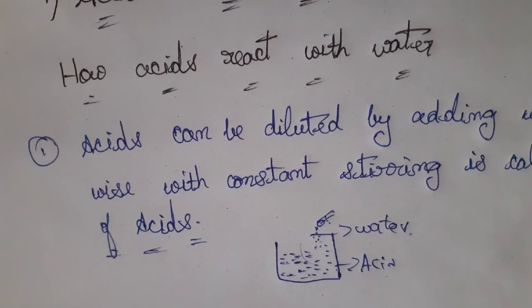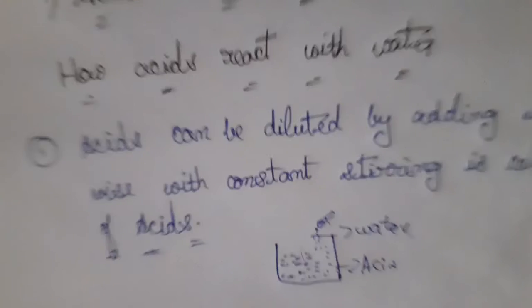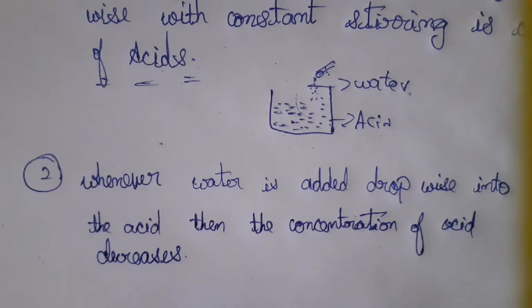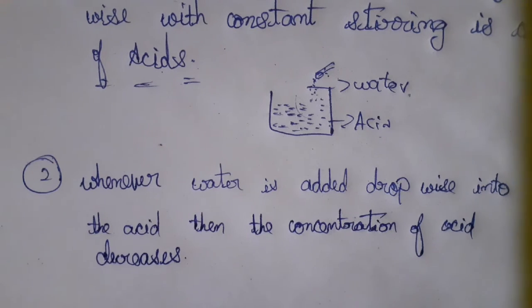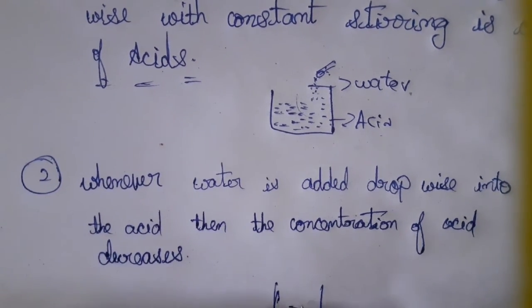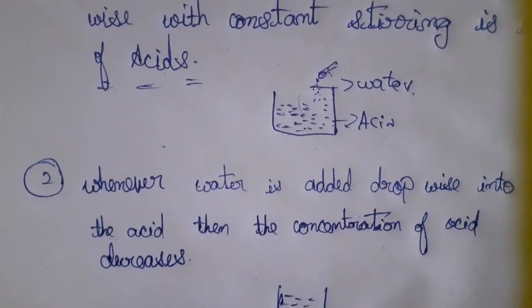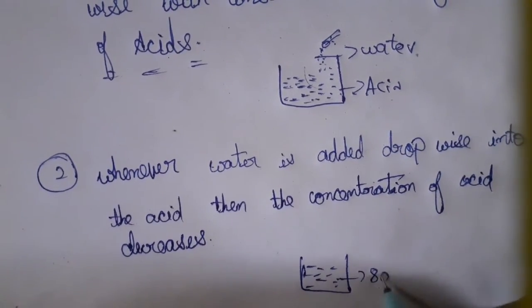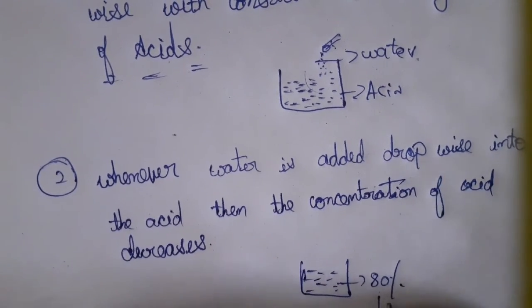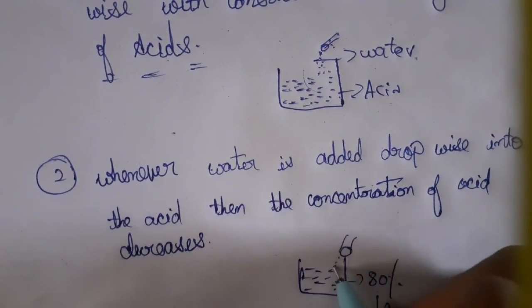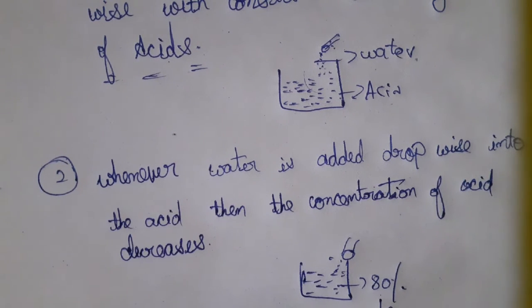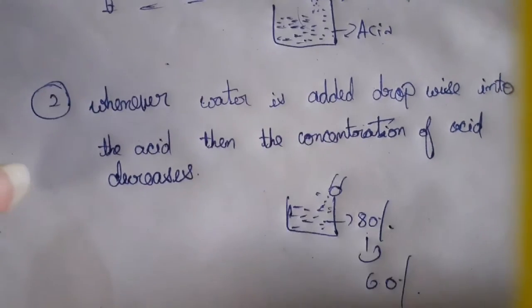Now what happens when the dilution of acids occurs? Let us discuss. Whenever water is added dropwise into the acid, the concentration of the acid decreases, whether it is higher concentration or lower concentration. For example, before adding water dropwise the acid in the beaker is 80% concentrated, and after adding water it decreases to 60%. When water is mixed into the acid, the acid content decreases, so the concentration of the acid decreases.